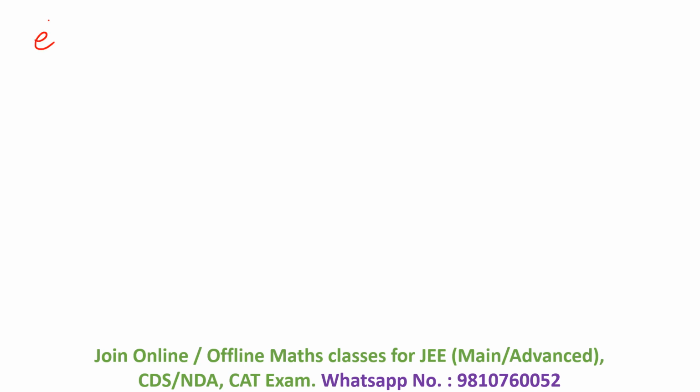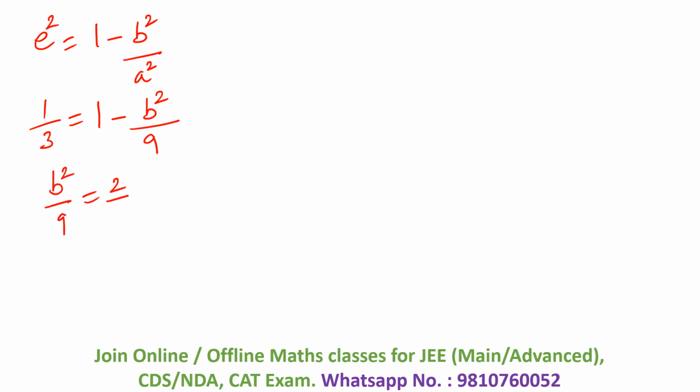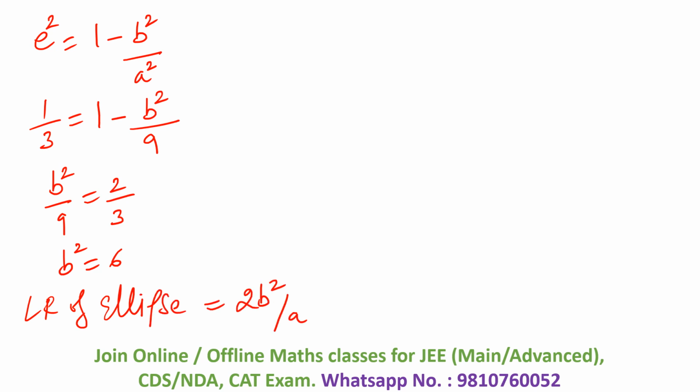Now students, we know that e square is equal to 1 minus b square upon a square. The value of e is 1 upon root 3. So it becomes 1 upon 3 equal to 1 minus b square upon a square, which is going to be 9 because a was 3. So from here we get b square upon 9 equal to 2 upon 3, or b square becomes equal to 6. So that means the length of the latus rectum of the ellipse becomes how much? It becomes 2b square by a, which is nothing but 2 into 6 upon 3. So this becomes 4, right?